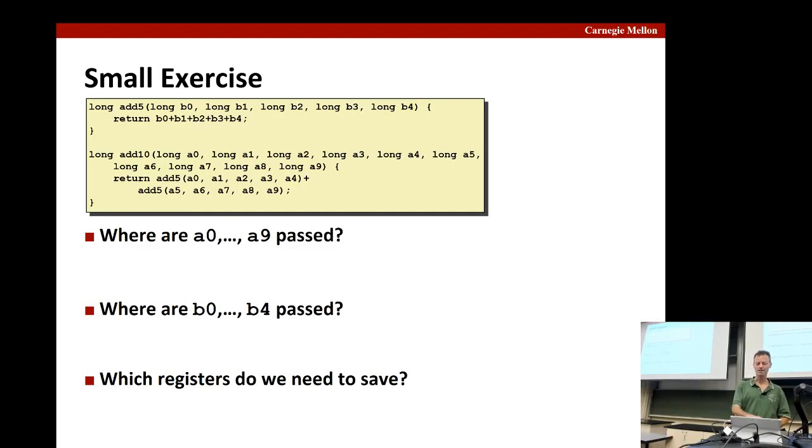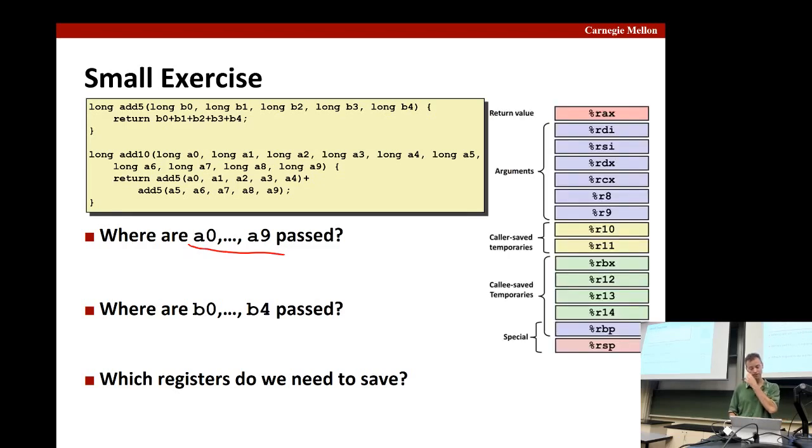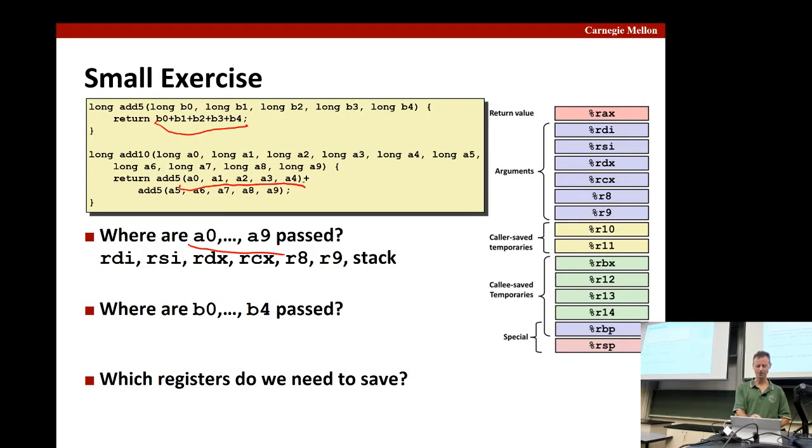All right, so in this example we have this procedure add 10 which has 10 arguments. And so where are those arguments passed? If we look at our cheat sheet of the registers, the first 6 are passed in registers and the rest on the stack. Okay, and so we call that, and now where are these registers? Well, it adds the first 5 of them. So the first 5 here are still where they were.